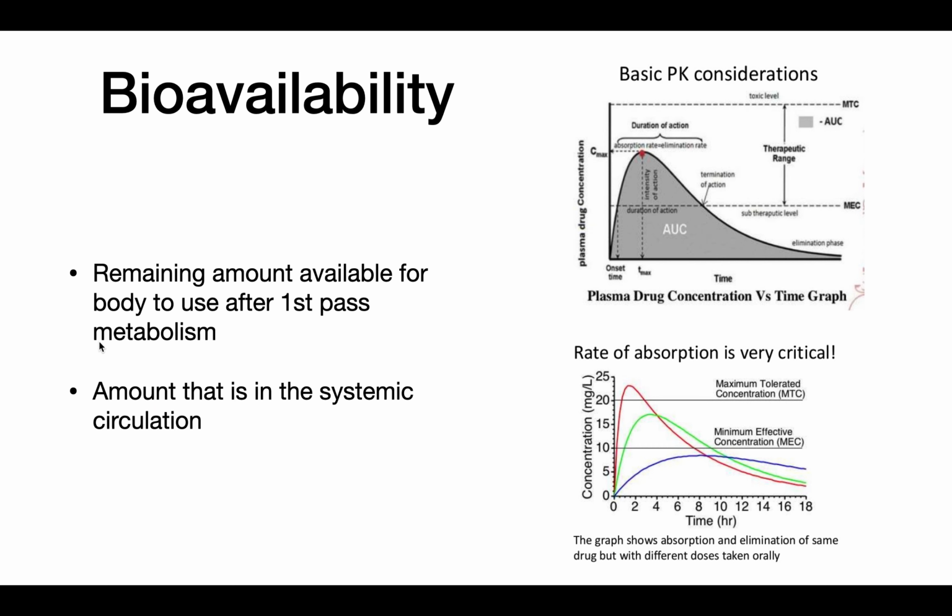Bioavailability is the amount available for the body to use after the first pass metabolism, and it is also the amount that is in systemic circulation. Just to be very clear, it's the amount of drug that can be used, the amount that is not bound to a carrier protein.